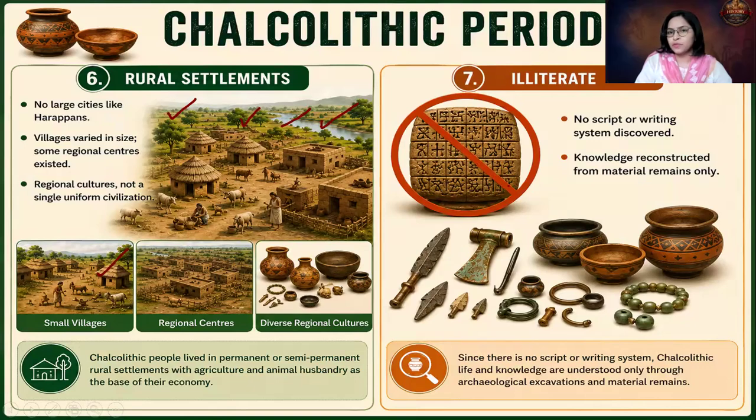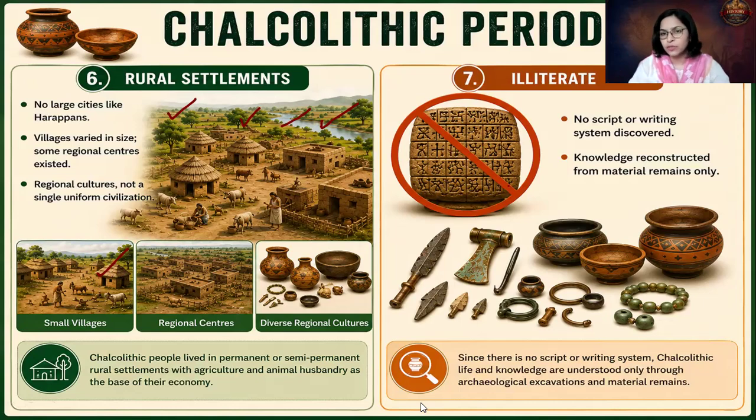Now, the next important feature is the rural settlement. We have understood that the people of the Chalcolithic period were contemporary with the Harappan civilization. But the Harappan civilization is the first urban civilization of the entire South Asia. However, please remember that the Chalcolithic people, though they were in contact with the Harappans, lived in rural settlements. They were not at all urban cities. So, no large cities like Harappa. Villages existed which varied in size.